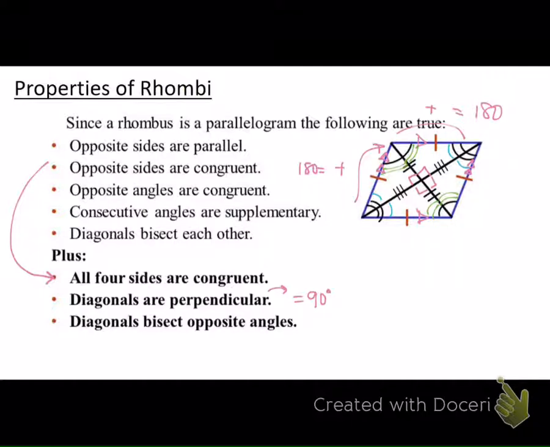Ninth box down. The 10th box down says both pairs of opposite angles are congruent. Are both pairs of opposite angles congruent? These are congruent and these are congruent, so that is true. So that is the sixth box from the bottom that should be shaded.